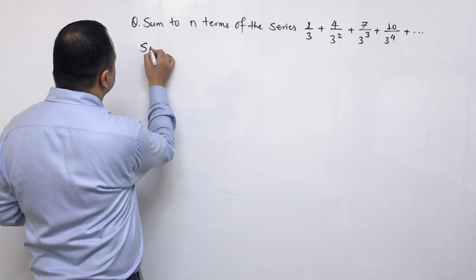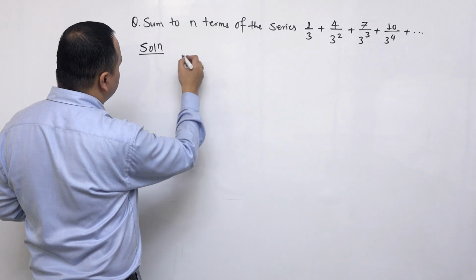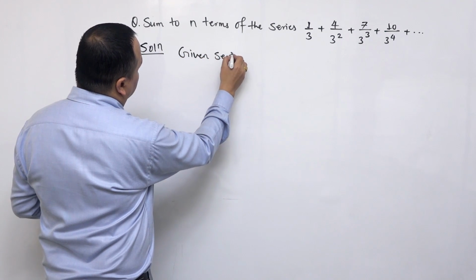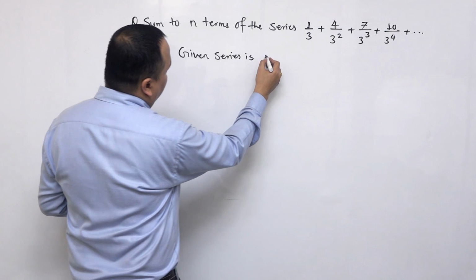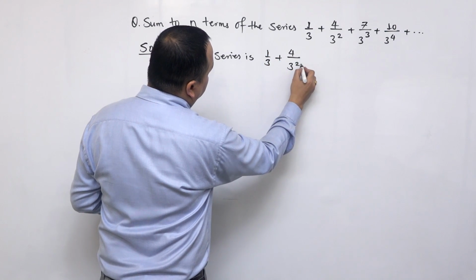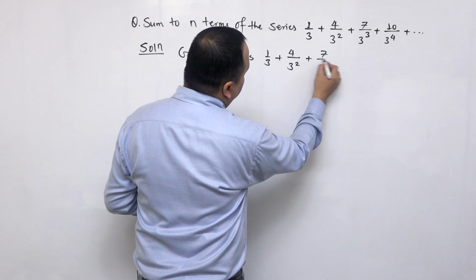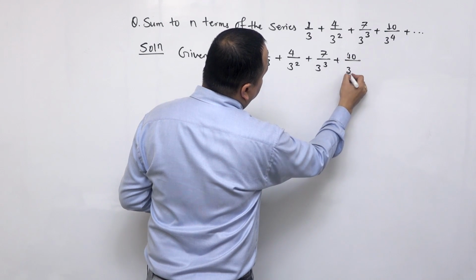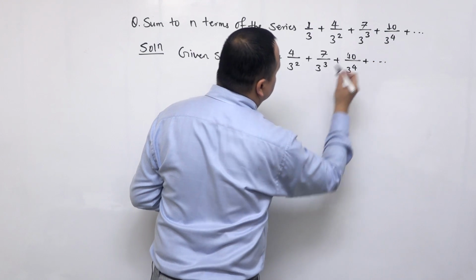Now we take another example: sum to n terms of the series. Solution: the given series is 1/3 plus 4/3 squared plus 7/3 cube plus 10/3 to the power 4 plus dot dot dot.